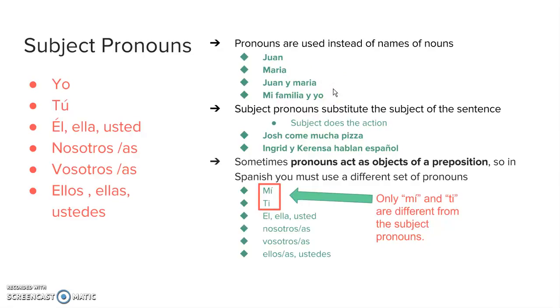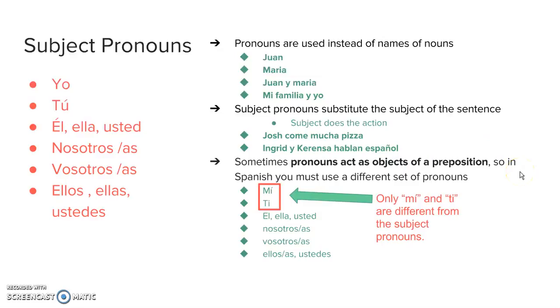Subject pronouns substitute the subject of the sentence, and the subject is the person that does the action. So we have Josh come mucha pizza. Who is the subject? Josh, right? He's doing the action. Instead of Josh, I would say él. Él come mucha pizza. Here's another example. Ingrid y Querenza hablan español. Who is speaking Spanish? Ingrid y Querenza. How would I use the subject pronoun to replace Ingrid y Querenza? I would probably say ellas.